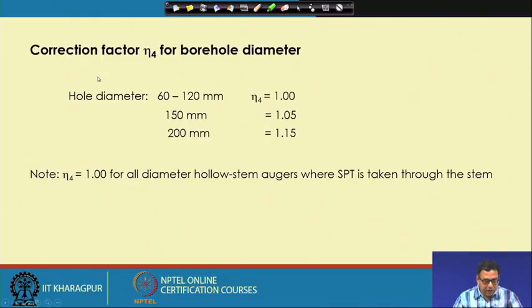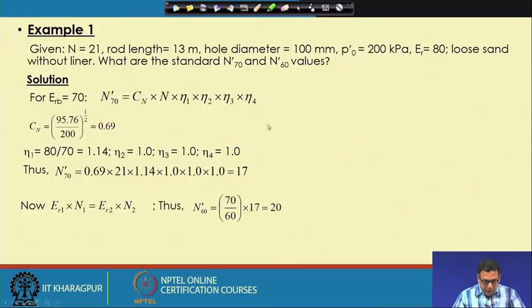Similarly, for the borehole diameter, depending upon the borehole diameter we have to apply the corrections. If the borehole diameter is 60 to 120 millimeter, the correction factor is 1, otherwise for 150 it is 1.05, and for 200 it is 1.15.